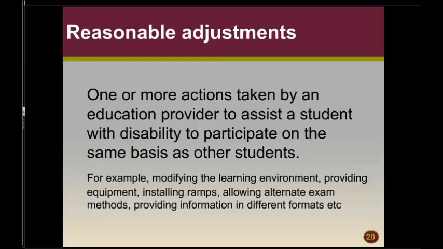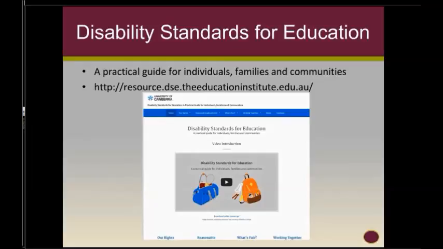Reasonable adjustments has a definition on your screen: one or more actions taken by an education provider to assist a student with disability to participate on the same basis as other students. Schools are required to make reasonable adjustments under the Commonwealth Disability Standards for Education and the Disability Discrimination Act. The Department of Education and Communities have produced online learning modules around these standards for educators to learn more about reasonable adjustments and what they have to abide by.